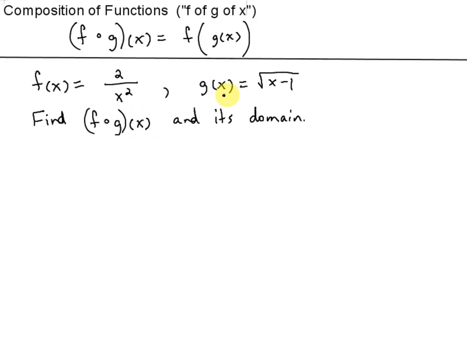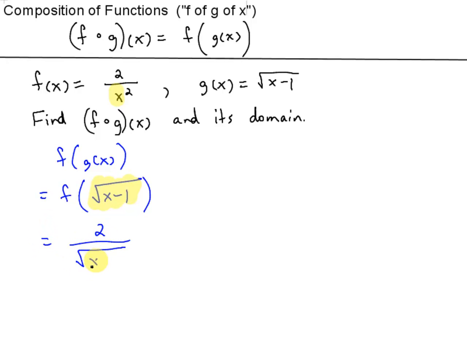Here we've got two functions. I want to find f of g of x and its domain. So f of g of x means I need to take the g of x part, which is square root of x minus 1, and plug it in here. So I'm just replacing g of x with its output. And then I need to substitute this as my input to the f function. So everywhere there's an x here, I need to substitute it in. So I've got 2 over the square root of x minus 1 squared.